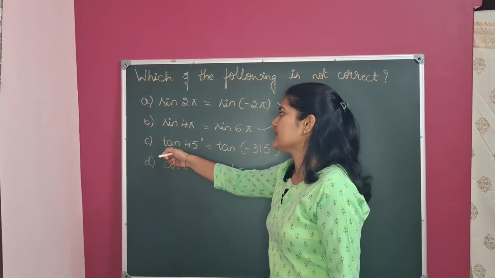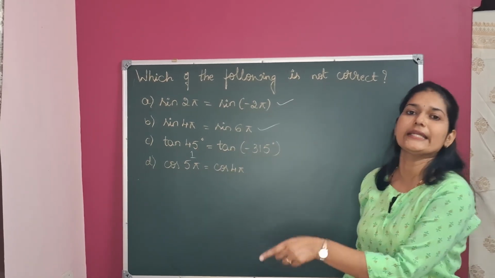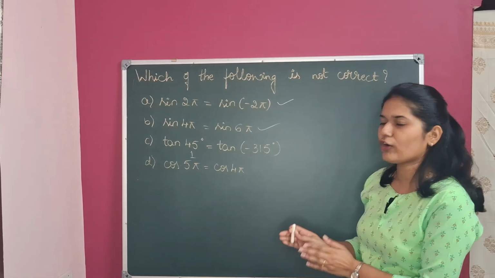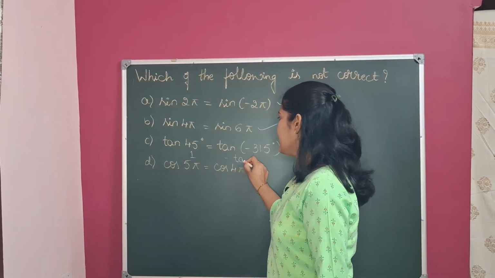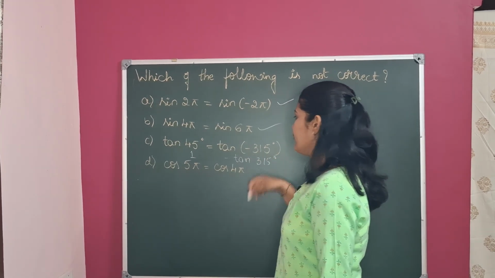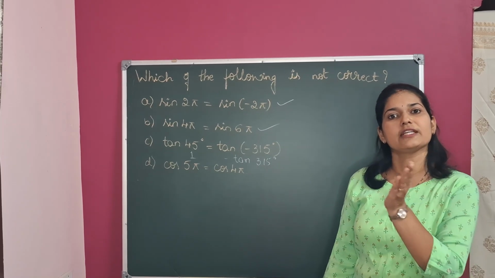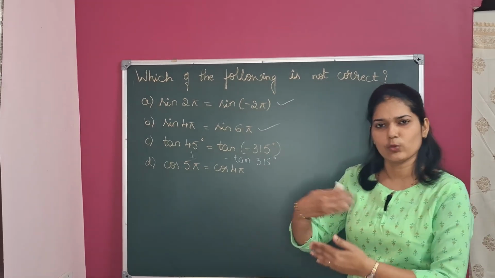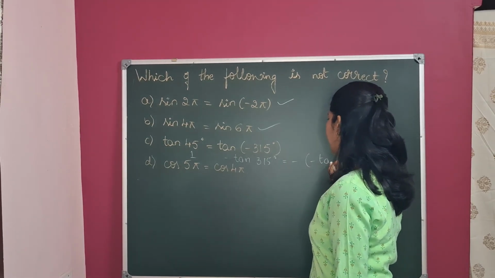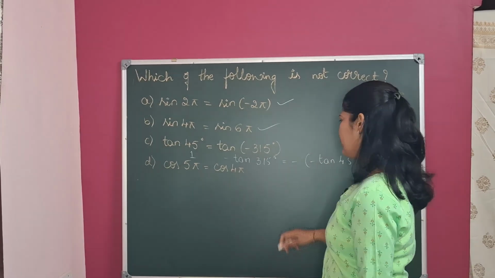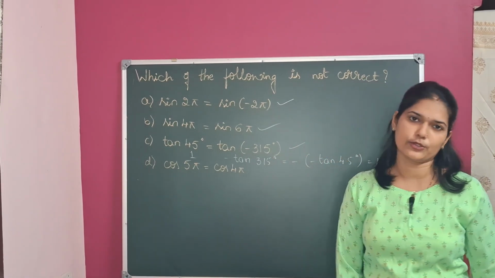Coming to option C, tan 45 degree which is 1 that is equal to tan of minus 135, tan of minus 315 degree. So minus can be taken out which will be minus tan 315 degree. We know that tan 315 can be written as tan of 360 minus 45 and which lies in the fourth quadrant. Therefore, it becomes minus of minus tan 45. Therefore, again its value will be 1. Therefore, this is also a true statement.